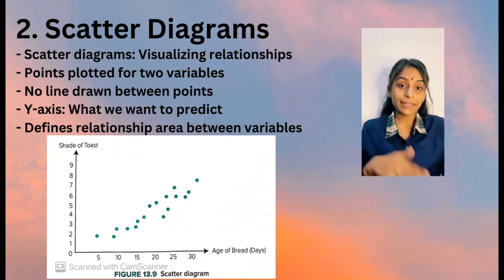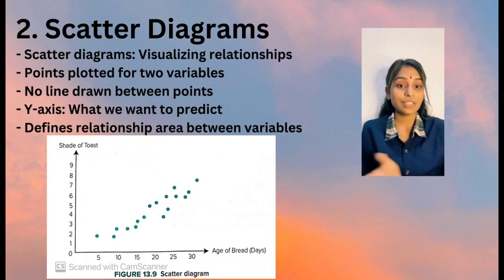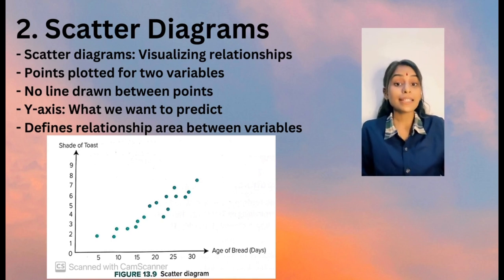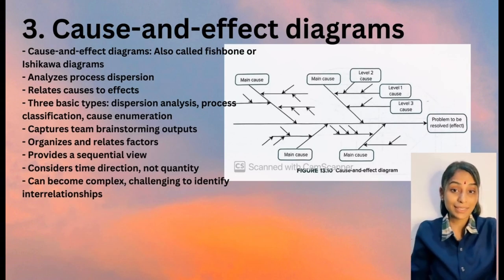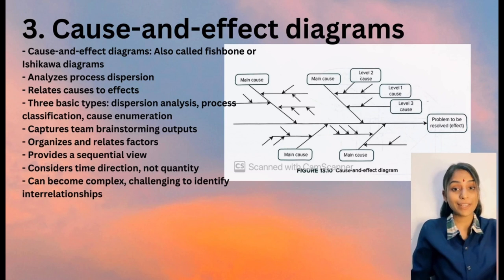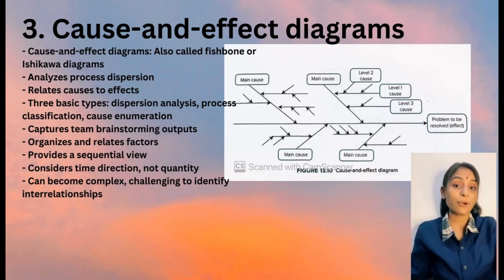The up and down line on the graph shows what we are trying to figure out or predict, like how the test scores change with different study times. It's like seeing if there's any pattern between the two things you're comparing. The scatter diagram helps us to understand how they are related to each other. Easy, right?